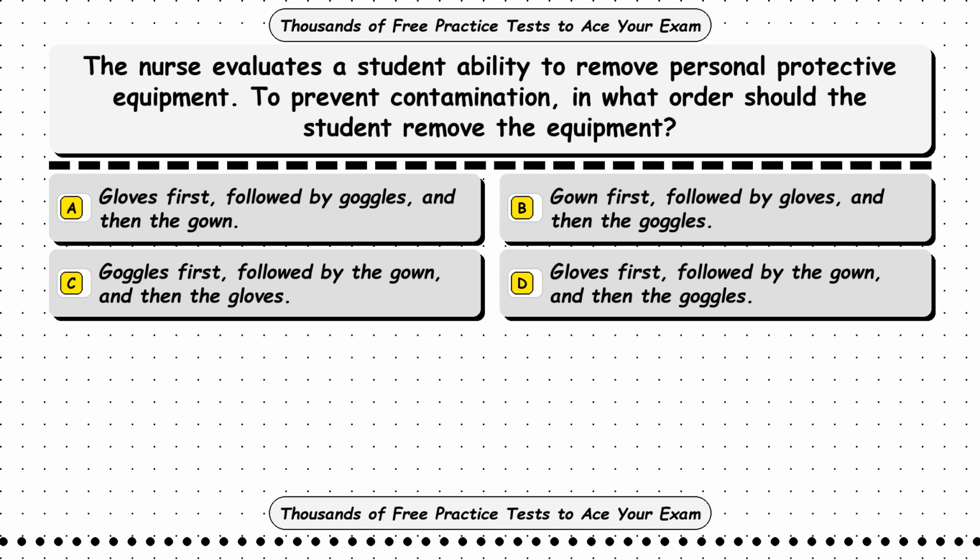Question 148. The nurse evaluates a student's ability to remove personal protective equipment. To prevent contamination, in what order should the student remove the equipment? Option A, gloves first, followed by goggles, and then the gown. Option B, gown first, followed by gloves, and then the goggles. Option C, goggles first, followed by the gown, and then the gloves. Option D, gloves first, followed by the gown, and then the goggles.